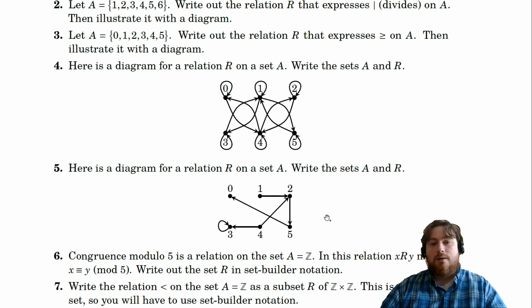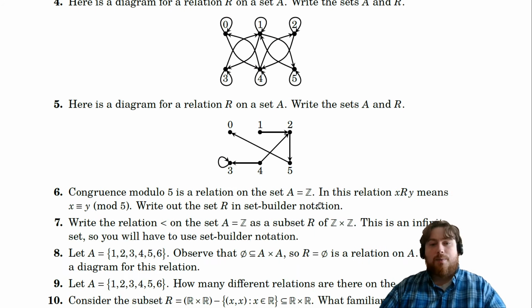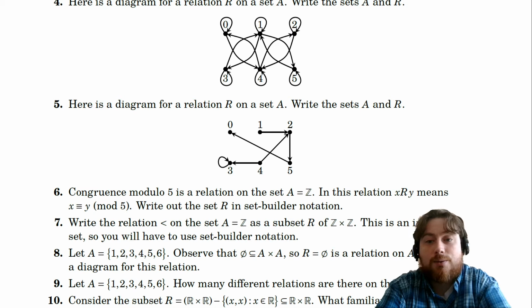All right. The next problem we had in there was number 6. So we said congruence mod 5 is a relation on set A equals Z. And so we would say x R y if x is congruent to y mod 5.